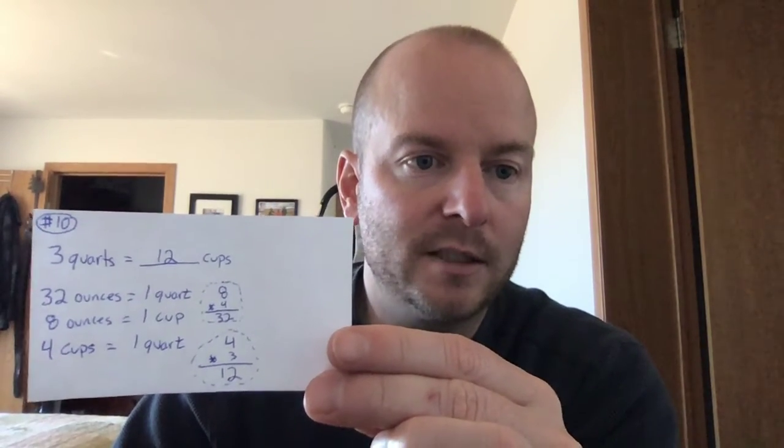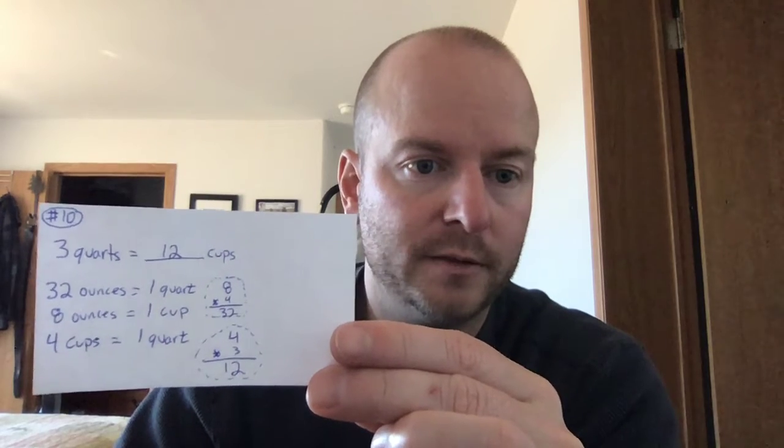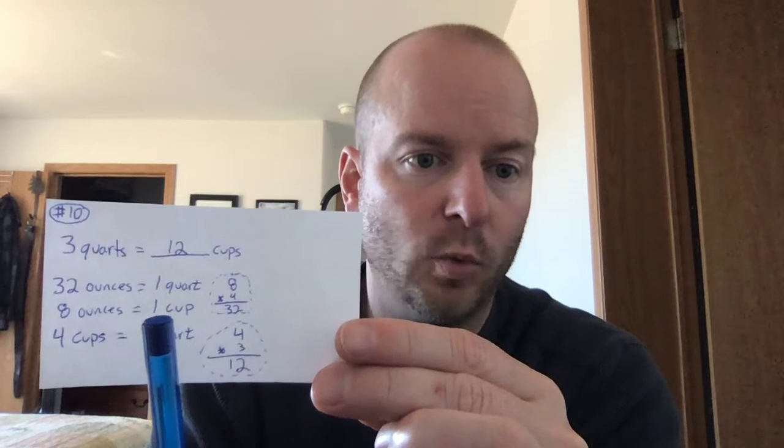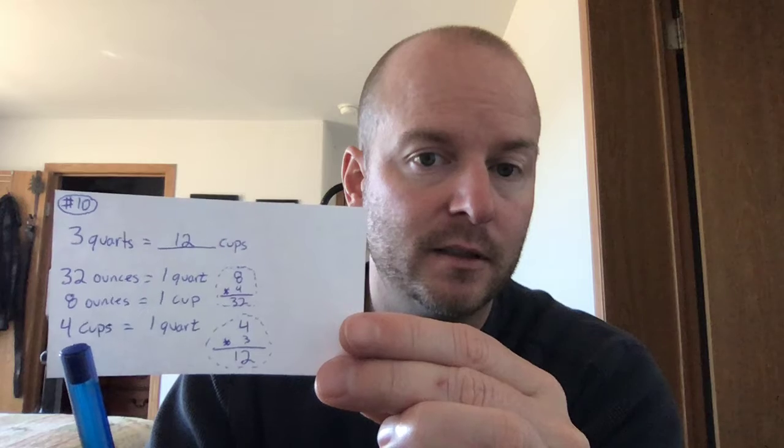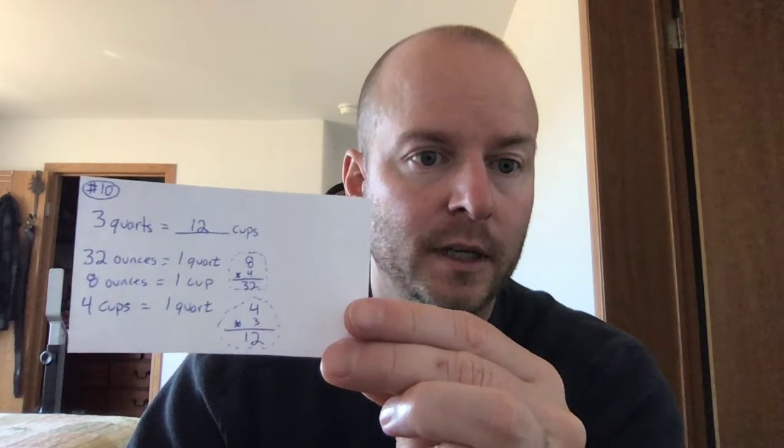So 32 ounces equals 1 quart. 8 ounces equals 1 cup. So here, every 4 cups equals a quart. 8, 16, 24, 32. There's your skip counting again. And so again, every 4 cups equals 1 quart. So if you just think of that, you go 4, there's a quart. 8, there's 2 quarts. And 4, 8, 12, there's your 3 quarts.